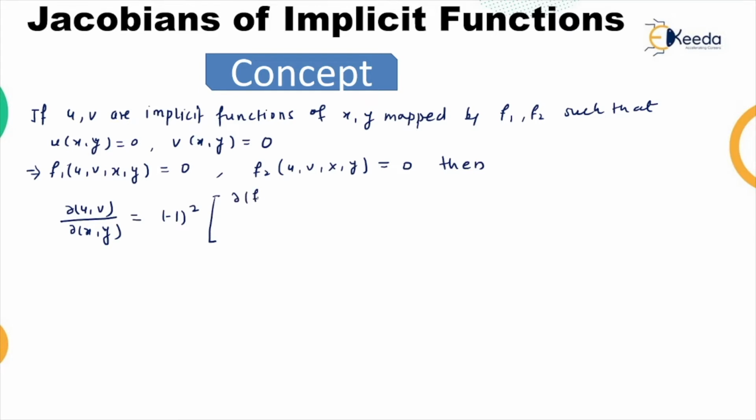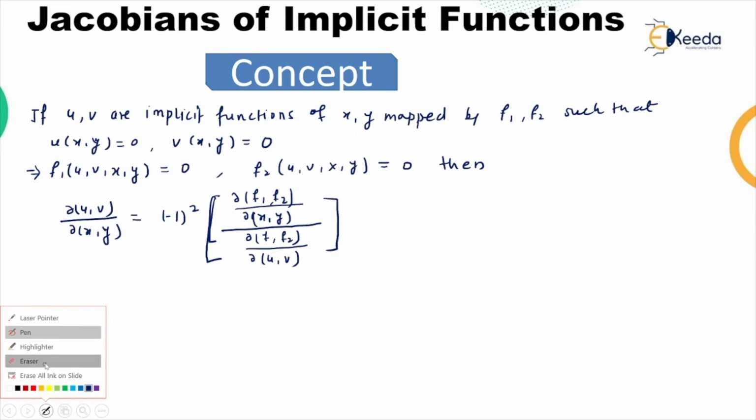So you have to find the Jacobian of functions f1, f2, right? And f1, f2 are functions of x, y, so that is ∂(f1,f2)/∂(x,y), divided by ∂(f1,f2)/∂(u,v). I hope you understand what this formula is. So this is the implicit function formula.